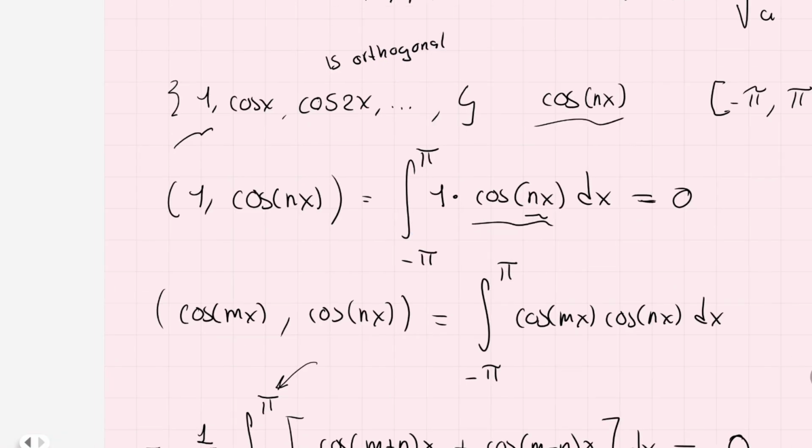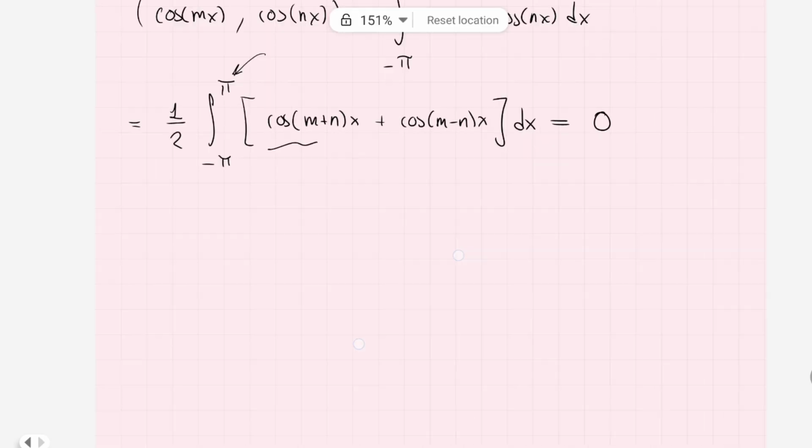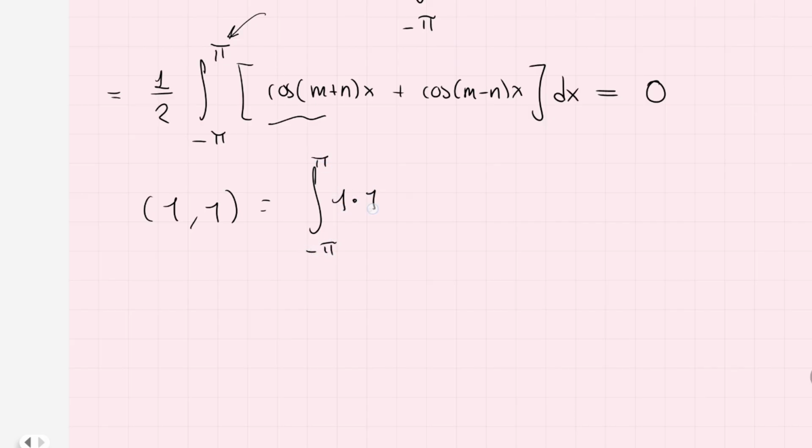Perfect. Okay, but what happens with the normality of the set? Well, for the first term, that is 1, we need to calculate the inner product between 1 and 1, and this is going to be equal to the integral from negative pi to pi of 1 times 1 dx. And of course, this is just going to be equal to 2 pi.